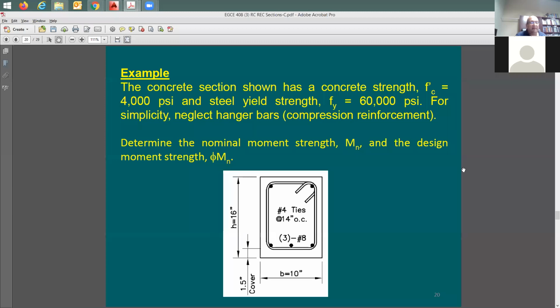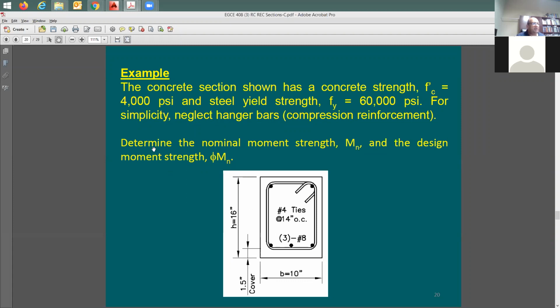So here is where we stopped last time in this example, but we didn't finish to the end. In this example, the concrete strength was given to us as 4,000 psi. Yield strength is given, the standard for the steel, 60,000 psi. And they say here, neglect the hanger bars, which means the compression reinforcement on the top. We have a positive moment, therefore the 3 number 8 is given the tension sign.